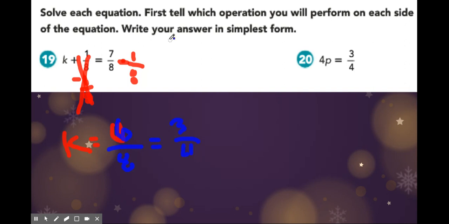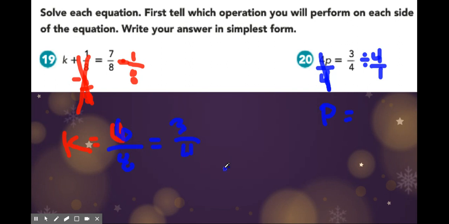We look at number 20, we have 4 times P is equal to 3/4. I have 4 times P. In order to get P by itself, I'm going to have to use the inverse operation of multiplication, which is division. I'm left with just P. And if I divide this side by 4, I'm going to have to divide this side by 4. Now I'm dividing fractions, and I know I have to keep, change, flip. So 3/4 is going to stay.